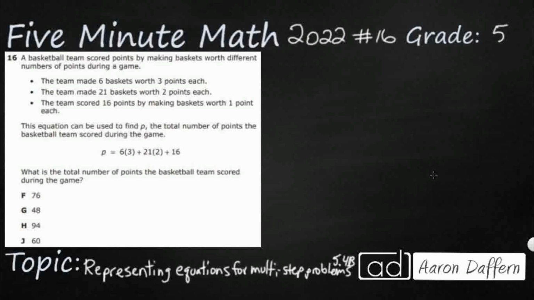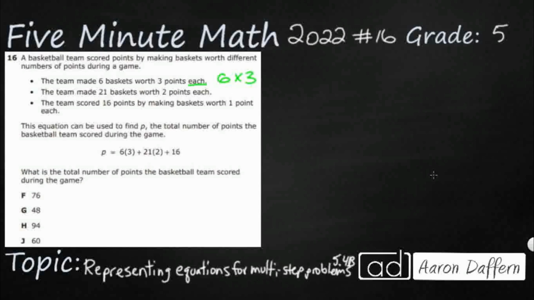So we've got a basketball team scoring points by making baskets worth different points, right? We got a 3-pointer, 2-pointer, and then a free throw. So let's see what we've got here. The team made 6 baskets worth 3 points each. So that makes me think multiplication.